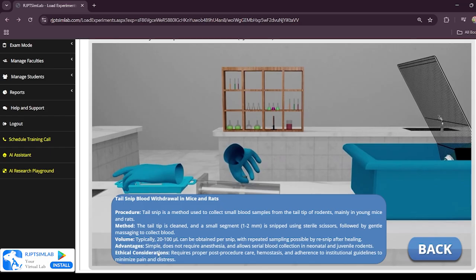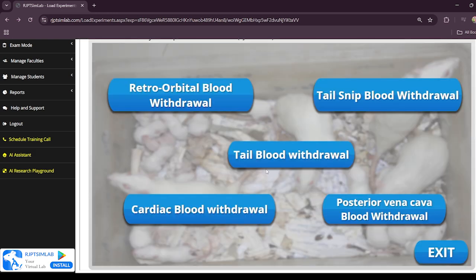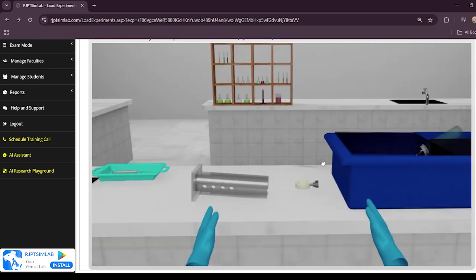The advantages of this technique is that it does not require anesthesia and allows serial blood collection in neonatal and juvenile rodents. The ethical considerations requires proper post-procedure care, homeostasis, and adherence to institutional guidelines to minimize the pain and distress for the rodent. The third technique is the tail blood withdrawal technique.